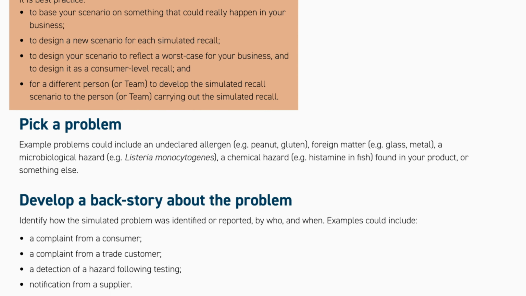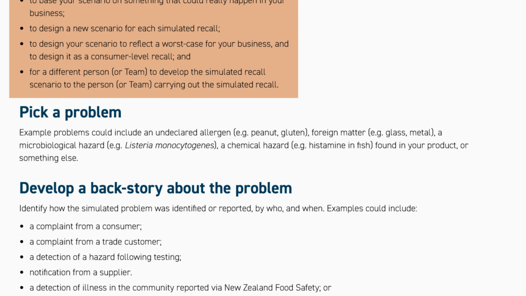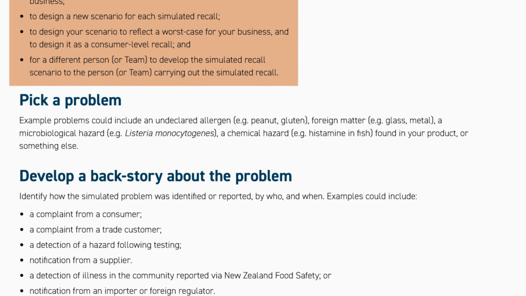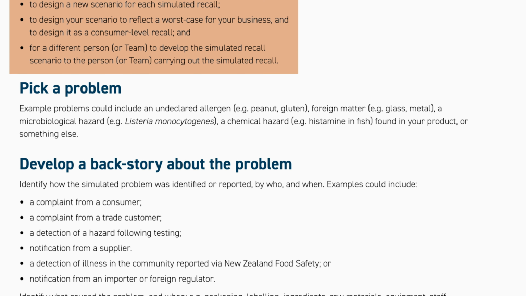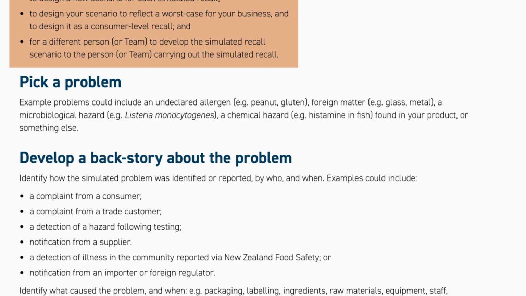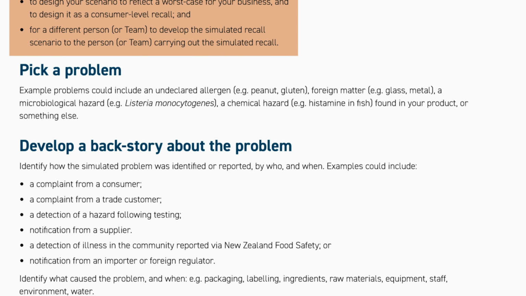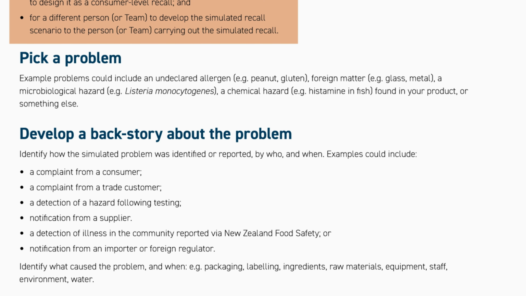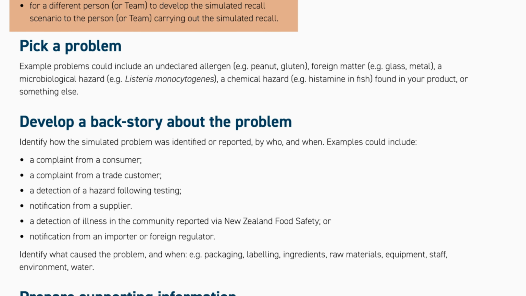Develop a backstory about the problem. Identify how the simulated problem was identified or reported, by who, and when. Examples could include a complaint from a consumer, a complaint from a trade customer, a detection of a hazard following testing, notification from a supplier, a detection of illness in the community reported via New Zealand Food Safety, or notification from an importer or foreign regulator.